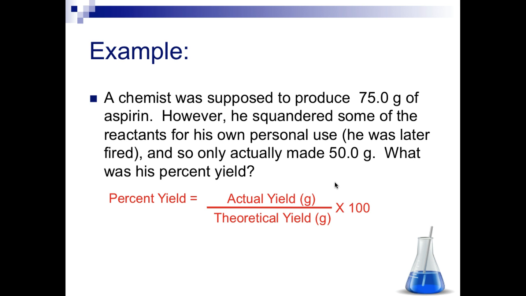So we have our formula, actual over theoretical times 100. His actual yield was 50 because that's what he made in the lab. He was supposed to get 75, so we take 50 over 75 times 100, and we get 66.7%.